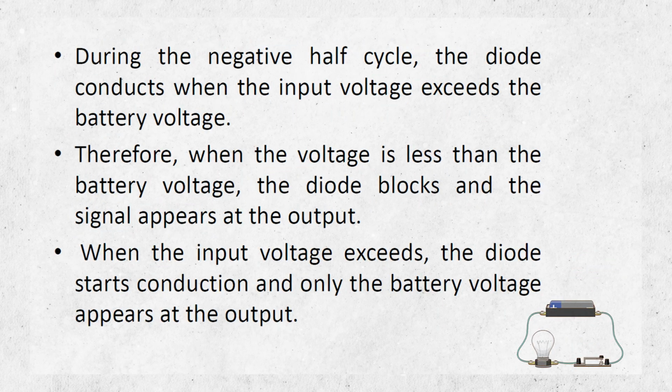During the negative half cycle, the diode conducts when the input voltage exceeds the battery voltage. Therefore, when the voltage is less than the battery voltage, the diode blocks and the signal appears at the output. When the input voltage exceeds it, the diode starts conduction and only the battery voltage appears at the output.